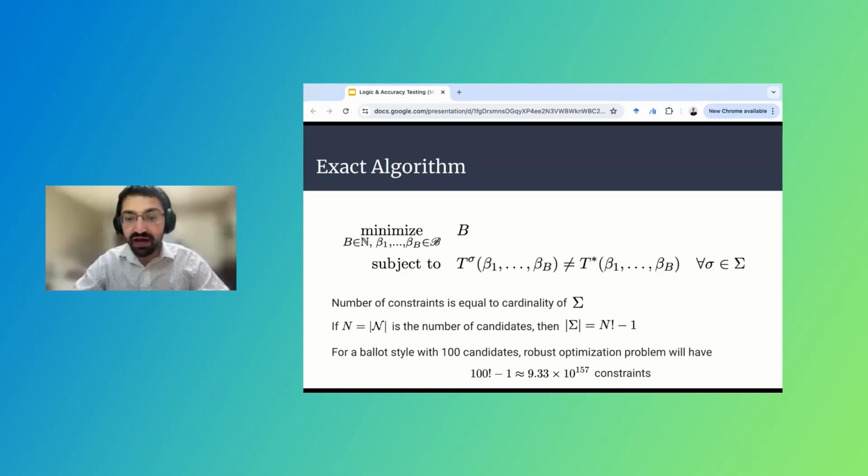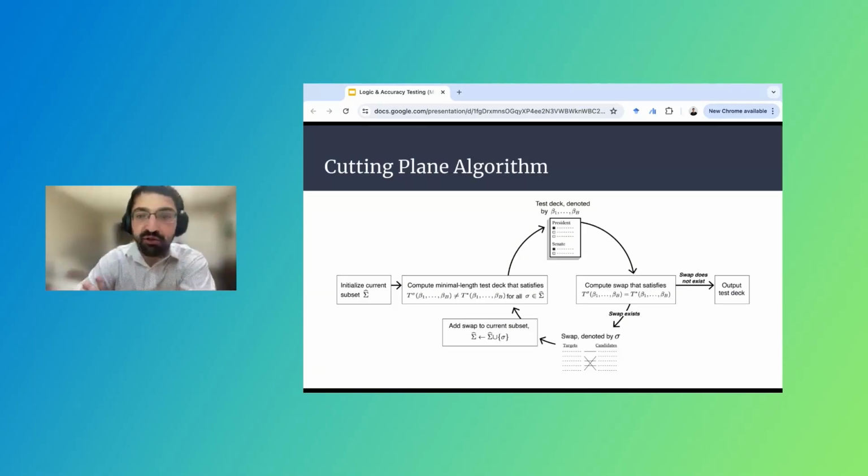So what is the high-level algorithm? The algorithm is based on a principle from mathematical programming called the cutting plane method. It's a very natural idea, and it goes as follows. Let me just draw your attention to this leftmost part of the circle. It's an iterative method, and in each iteration, we start with a small subset of all of the n factorial minus 1 bijections. So we start with just a handful, small number of bijections. We denote that subset by sigma hat. So let that be some subset of the set of all bijections.